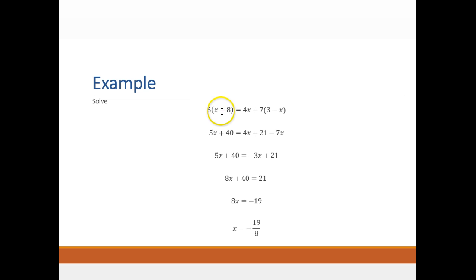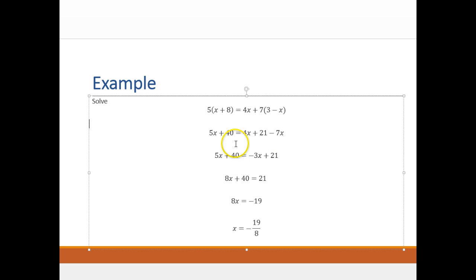We have 5 times the quantity x minus 8 equals 4x plus 7 times the quantity 3 minus x. Our first step is to distribute and combine like terms. So I'm going to distribute on this side. I get 5x plus 40. Sorry about that, I have a typo. I'm going to change this to plus 8 so it reflects it properly. 5x plus 40. On the right hand side, we're going to distribute the 7. We get 4x plus 21 minus 7x. We still have to combine like terms on the right hand side. This gives us 5x plus 40 equals 4x minus 7x is negative 3x plus 21.